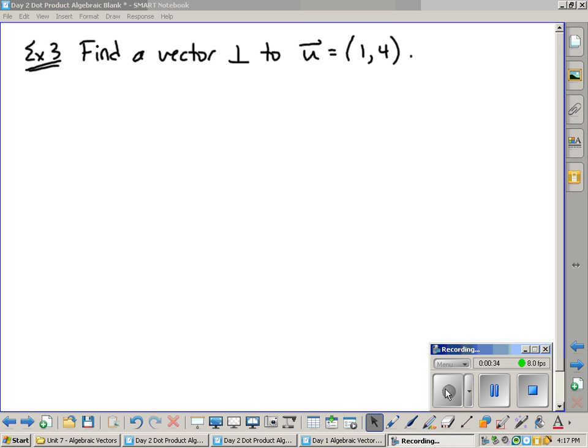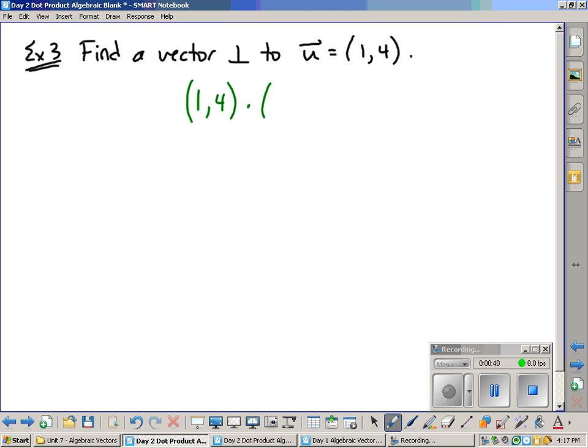Now, we're going to come up with something, and then we will test it by doing their dot product. So what we'll do here is we'll say, okay, we know that 1, 4 dot some vector, I'll just call it AB. Well, if they're perpendicular, then we know their dot product is equal to 0. So let's do the math here. If we apply the rules for dot product, we multiply the x's, so 1 times a is a, plus 4 times b, which is 4b, equals 0.